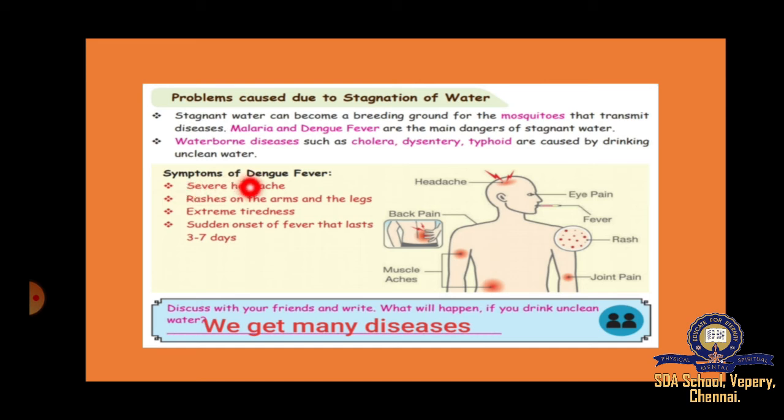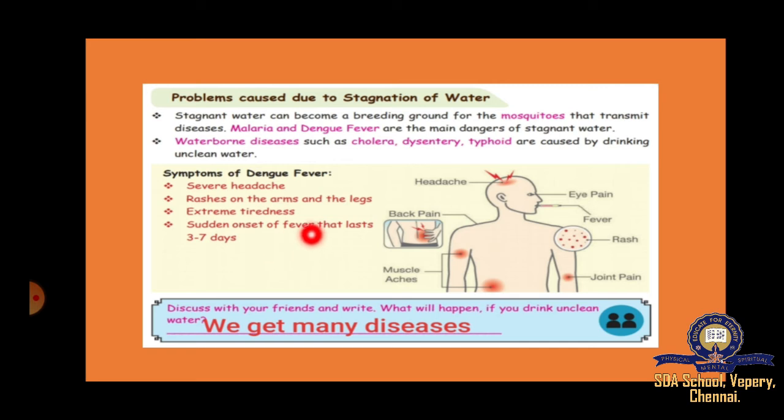Okay, now what are the symptoms of dengue fever? The symptoms of dengue fever are severe headache, rashes on the arms and legs. So we'll get rashes like this, small rashes. Next, extreme tiredness. We feel very tired. Sudden onset of fever that lasts 3 to 7 days. Suddenly we'll get fever, which will last for 3 to 7 days. These are the symptoms of dengue fever.